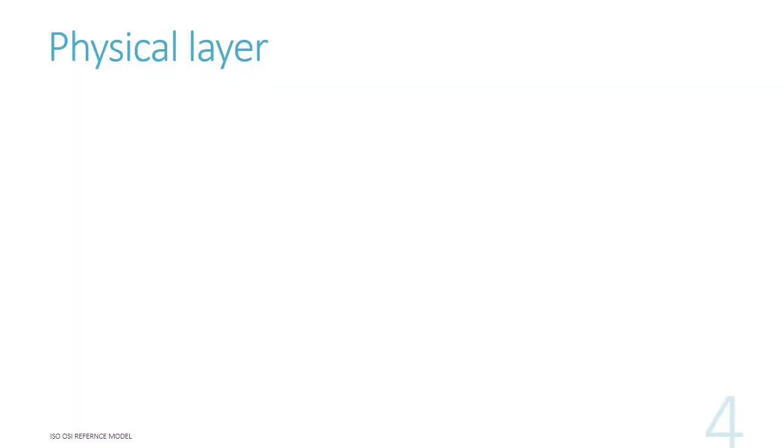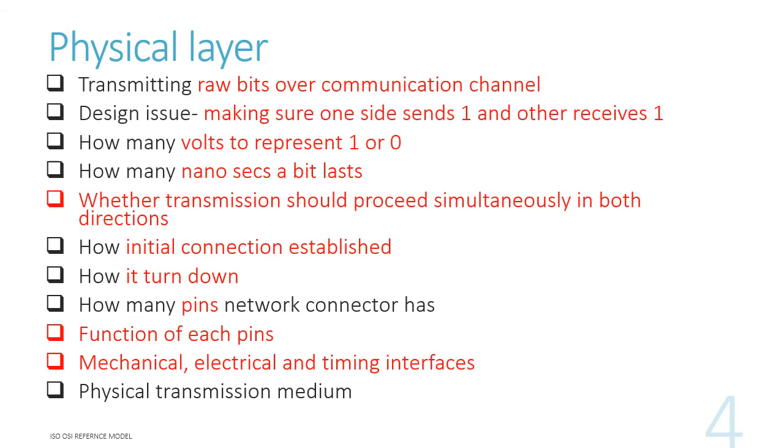Now, we shall look at the functionalities of each layer. The first layer is the physical layer. In the physical layer, data is in the form of raw bits. It's the only layer that has direct contact with a physical transmission medium. The physical layer is concerned with transmitting raw bits over a communication channel. Its main design issue is to make sure that if a sender sends a 1, the receiver receives a 1.